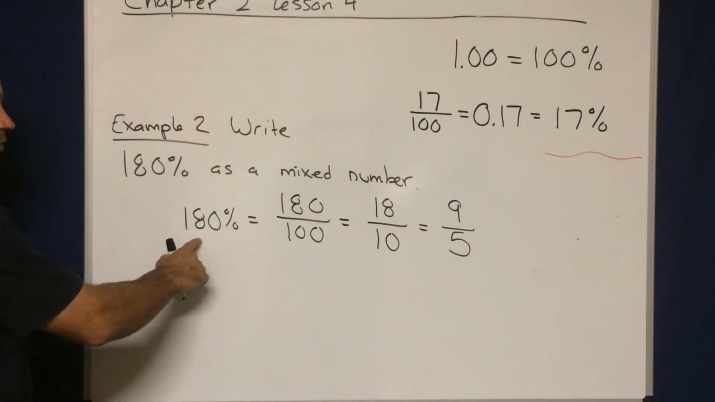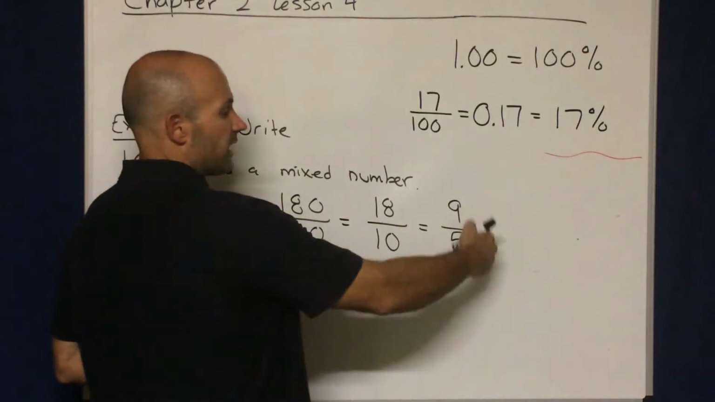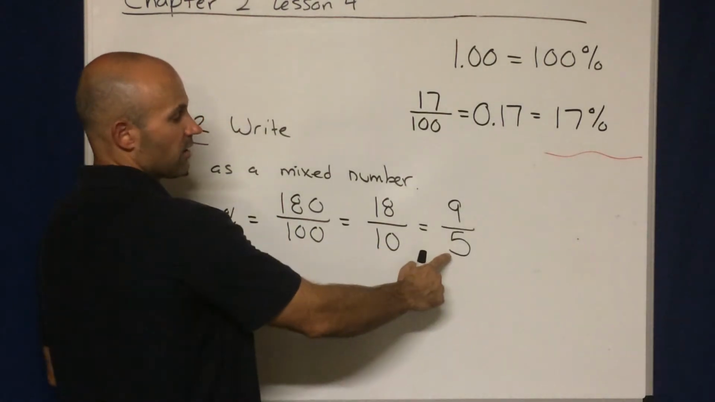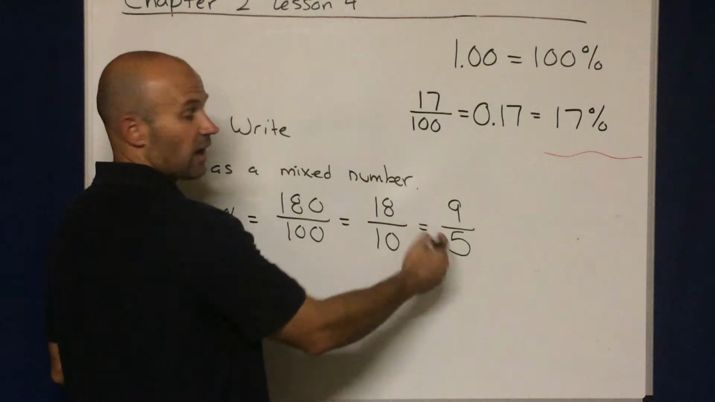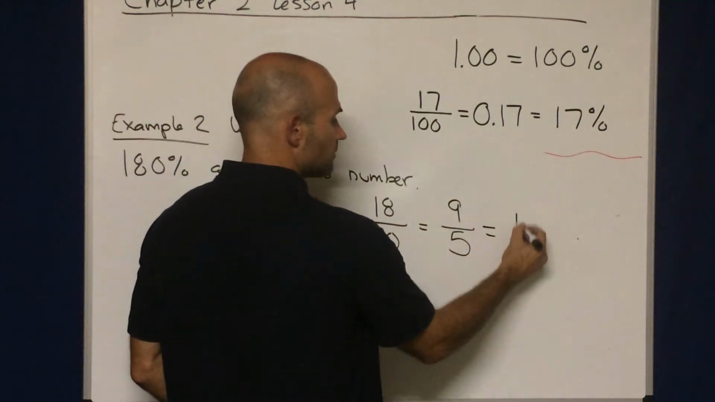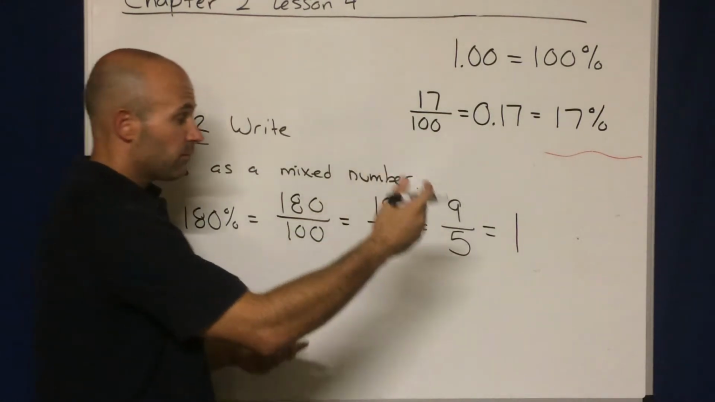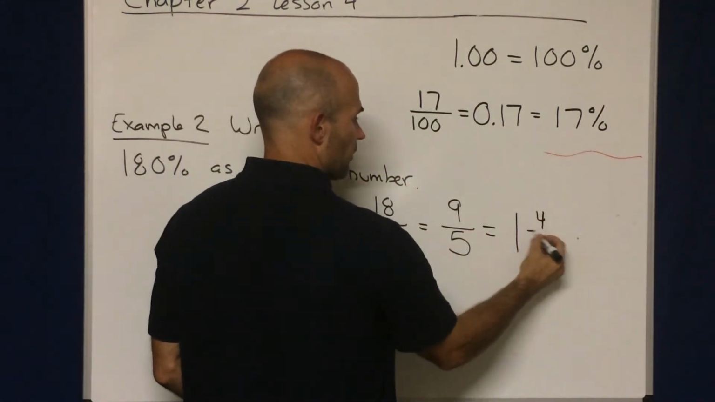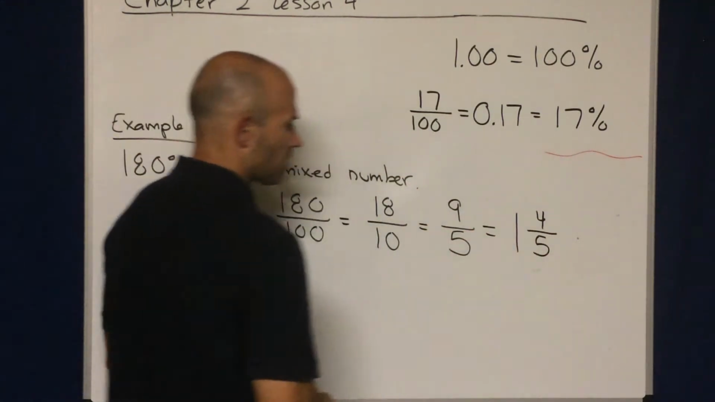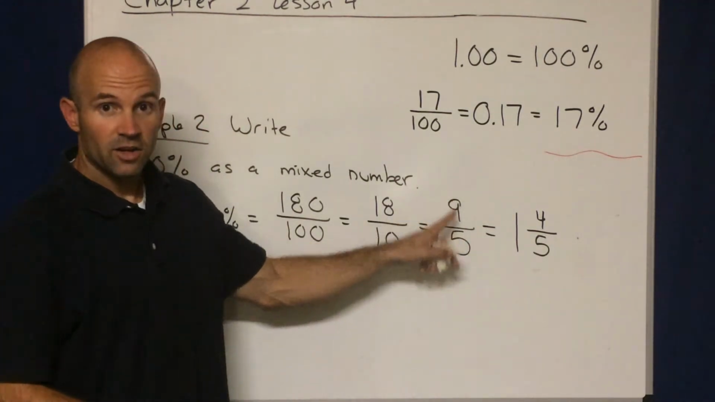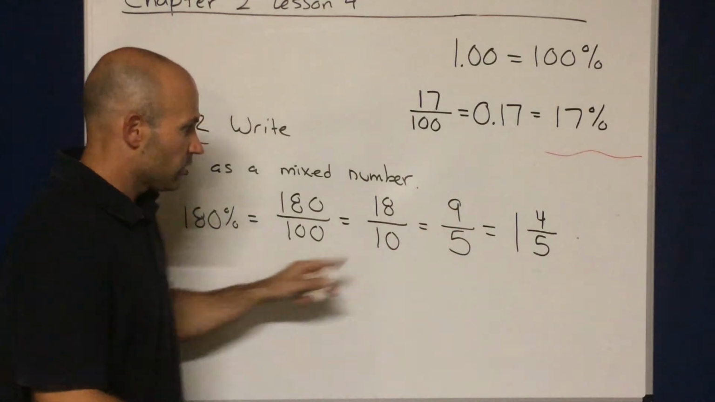So now what is 180% as a mixed number? I just go ahead and carry out the conversion from this fraction to a mixed number. 5 goes into 9 one time. When you divide 5 into 9, you'll have a remainder of 4. And we put that remainder over 5. Sometimes you might not be able to do that in your head, or maybe you weren't able to do this one in your head. That's okay.